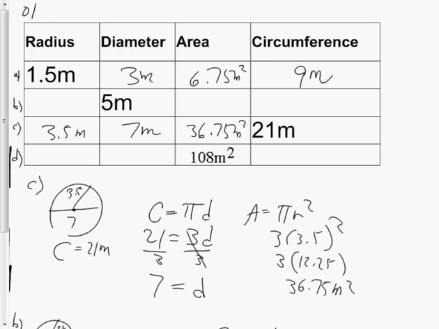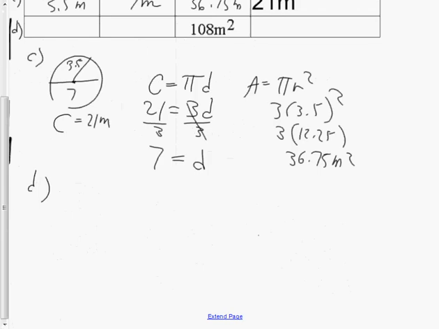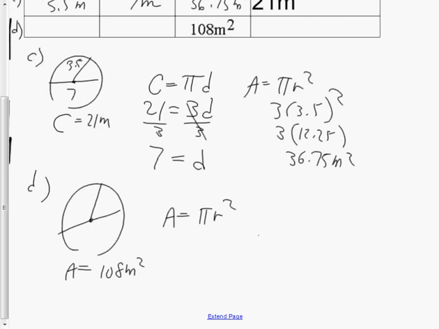Yeah. Pass. Question D. So this time I'm given my area. So I'm going to have my circle again. I don't know the diameter. I don't know the radius. All I know is the area is equal to 108 meters squared. So I take my formula, area equals pi r squared, and I substitute area, which is 108, equals pi, which I know, r squared.